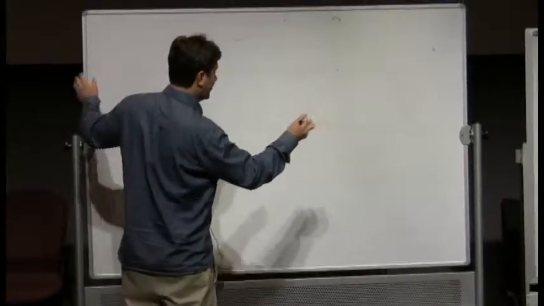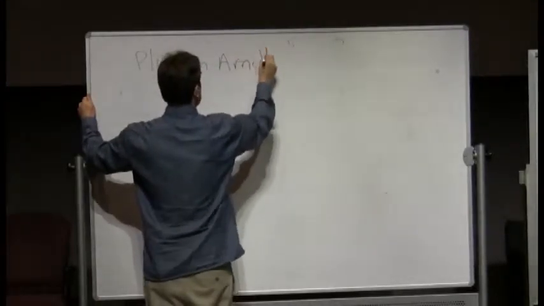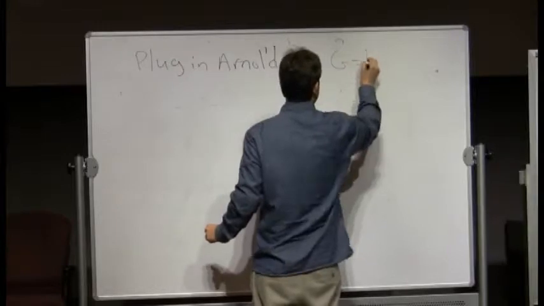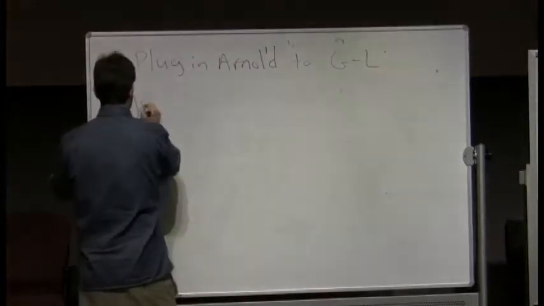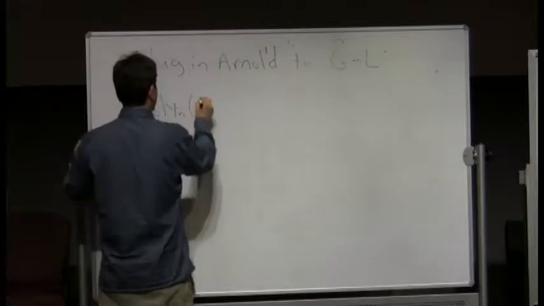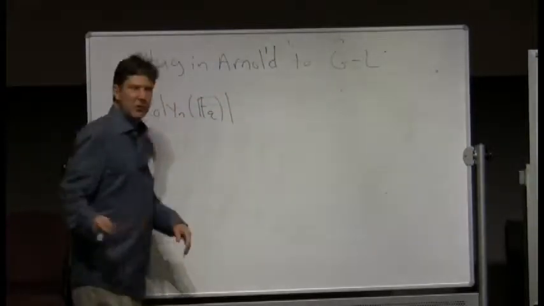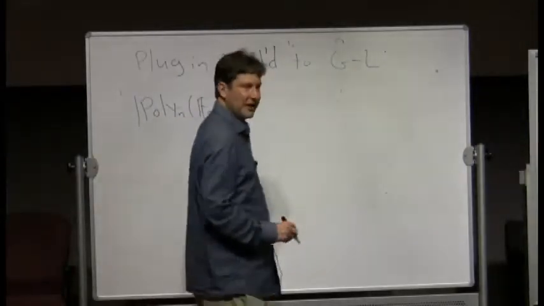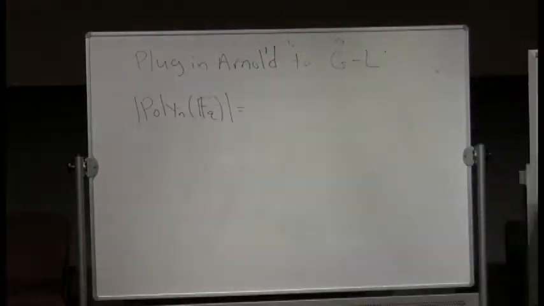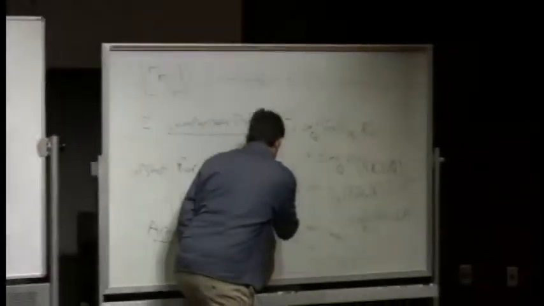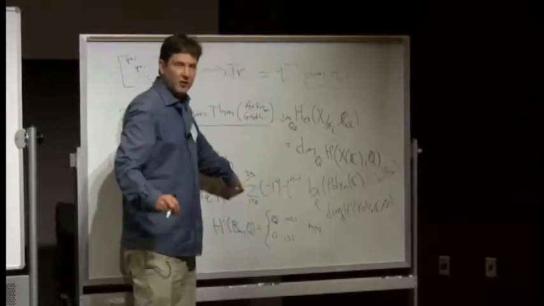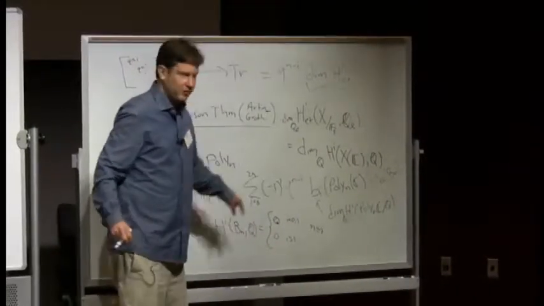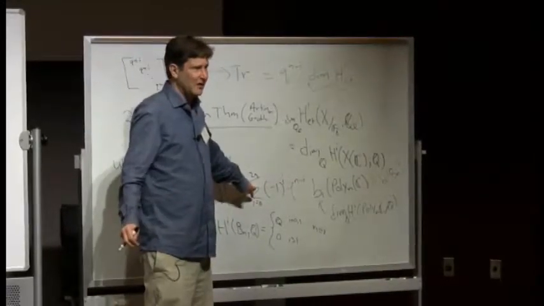Yeah. So just plug in. So plug in Arnold to Grothendieck-Lefschetz. And what do you get? You get the number of polynomials over F_q. So I'm giving you a proof of concept that this stuff is actually usable. That's the left side. You have an alternating sum from i equals 0 to the dimension. But all of these terms are 0 except when i equals 0 and i equals 1, right? That's what Arnold told us.